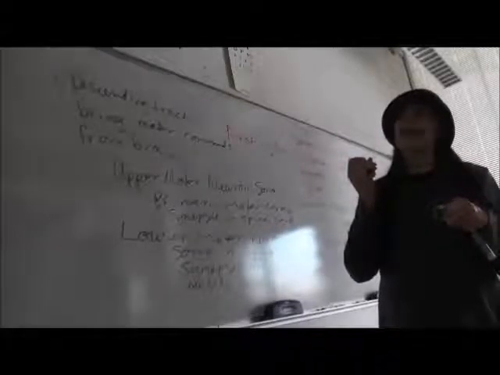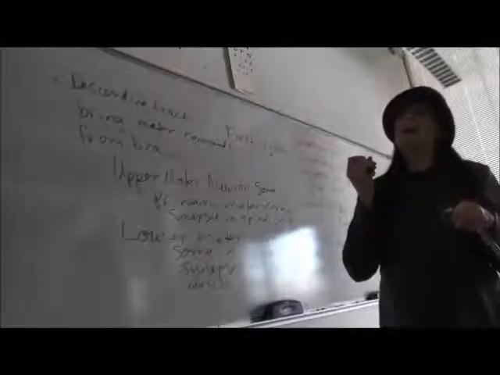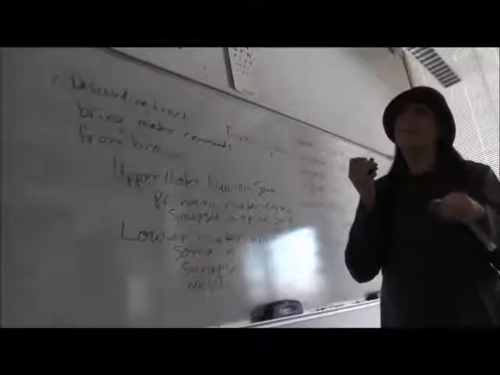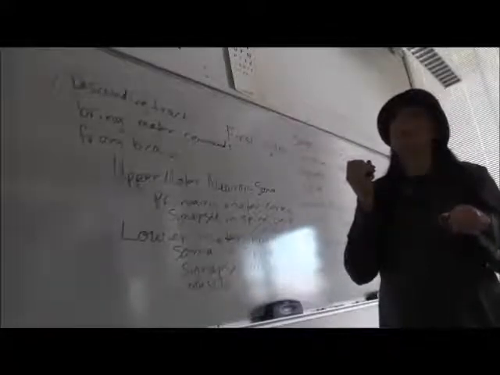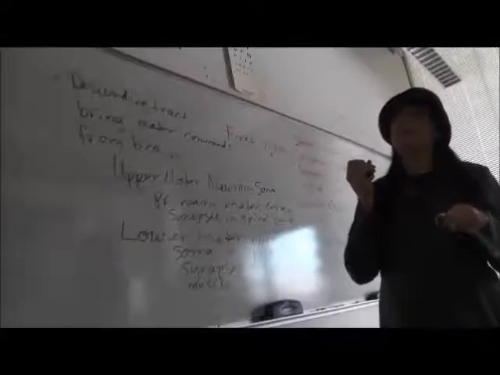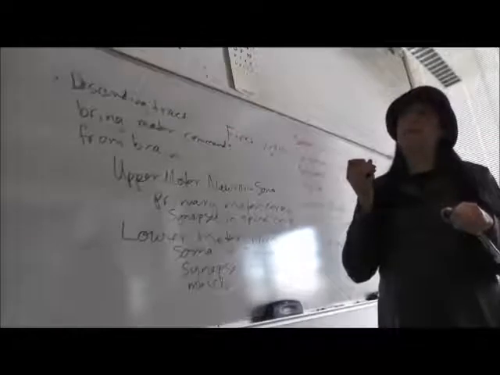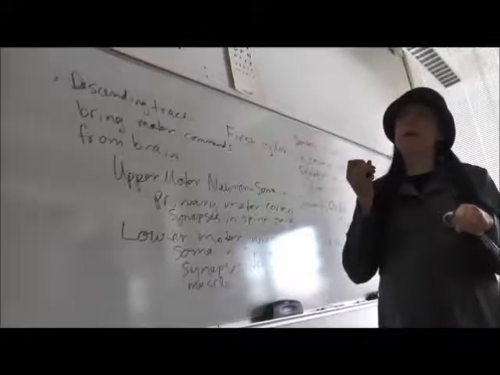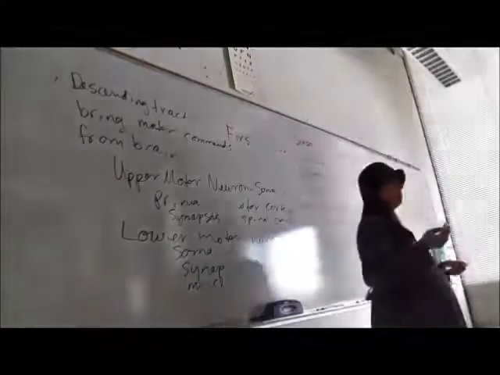So your ascending tracts are bringing the information up to your brain, and you'll find the axons in these different regions of the spinal cord. And then your descending tracts are bringing information down from the brain, and we find their axons in these other regions of the spinal cord. Again, we've got different tracts that are responsible for different types of sensory information, but we just don't have time to talk about it. All right, so that's the spinal cord. That ends the central nervous system.